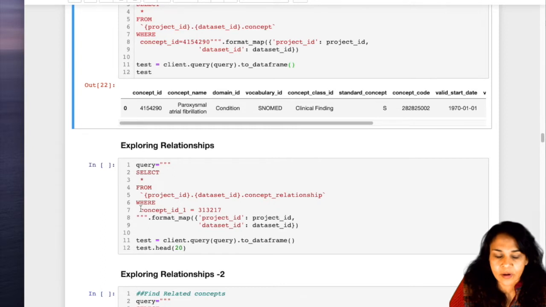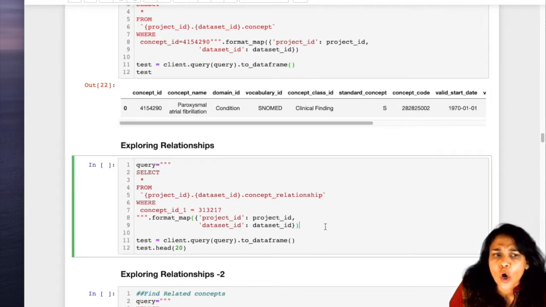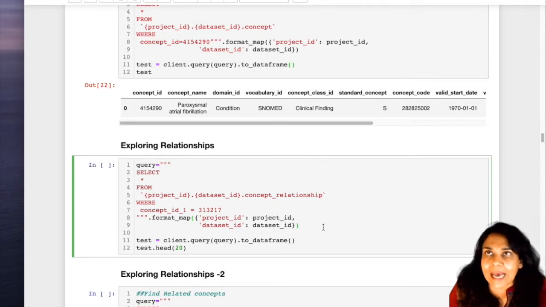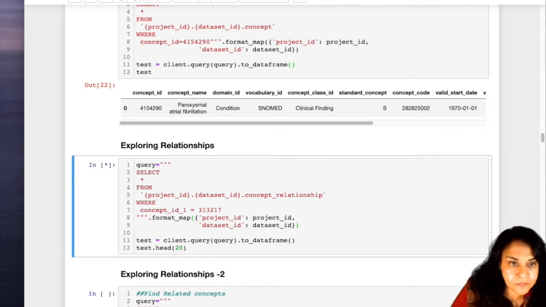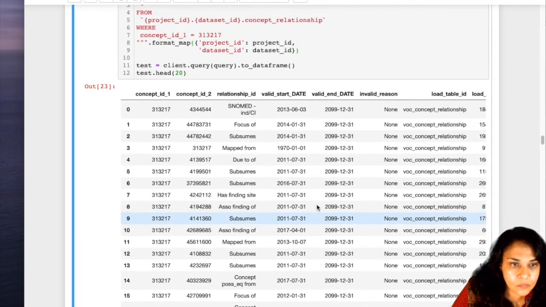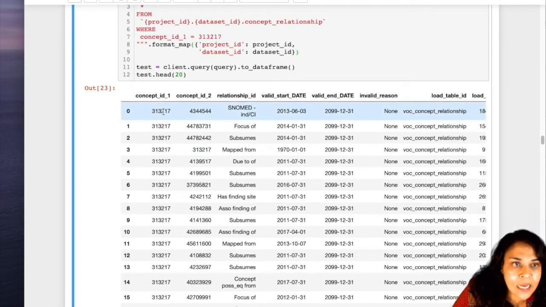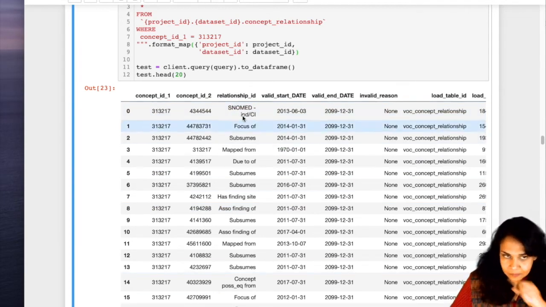Remember, the standard concept ID for atrial fibrillation is 313217. So let's go to 313217. First, let's find out what are all the relationships that it possibly has with all other concepts. So that's what we're doing here. Here you can see concept ID 1 is always 313217, and 313217 is related to all of these other concept IDs, with all these relationships.